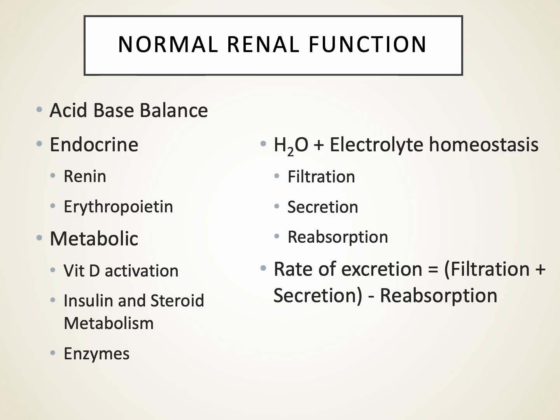Think about first what the normal renal function is. The kidneys do a lot of things. They maintain acid-base balance, endocrine function, including renin and erythropoietin. They have metabolic processes, including the activation of vitamin D. They will have some drug metabolism, including metabolizing insulin and corticosteroids. They also have other enzymatic function. They're responsible for water and electrolyte homeostasis or balance, and they're responsible for excretion of toxins or other substances.